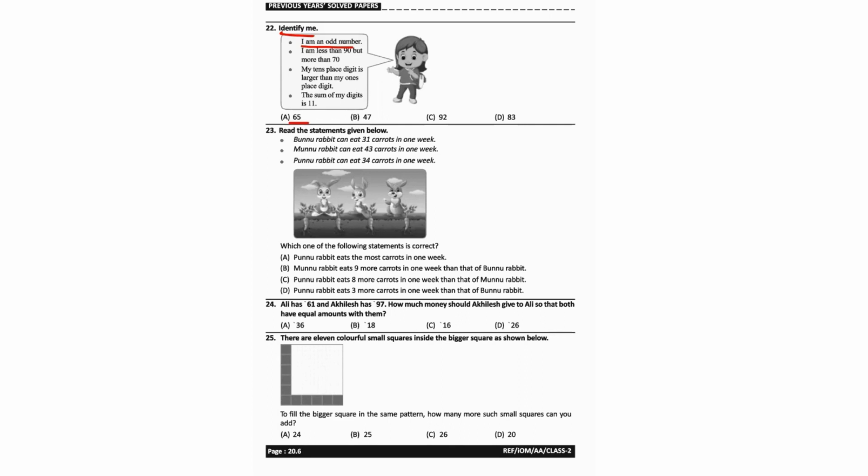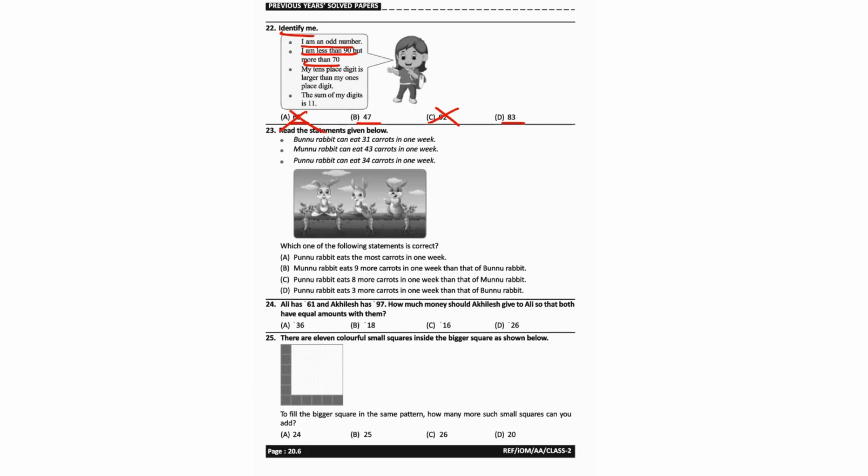65 is an odd number ending at 5. 47 is also an odd number ending at 5. 92 ending at 2, that's not an odd number. 83 again ending at 3, that's an odd number. So one option already eliminated. Remaining 3 you need to choose. The next statement the girl passes is, I am less than 90 but more than 70. More than 70. 65, is it more than 70?